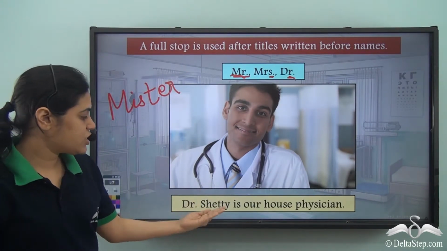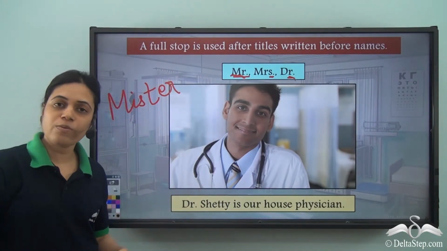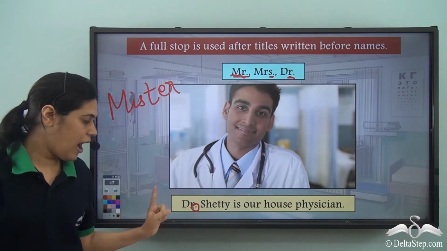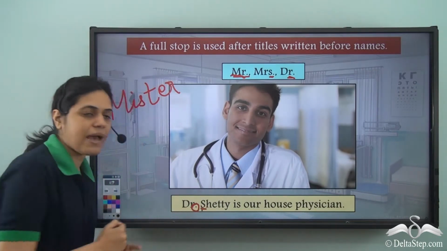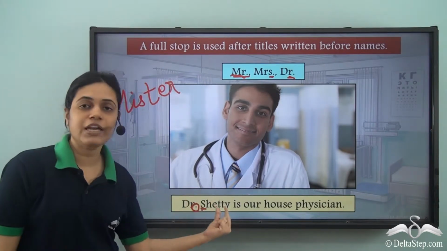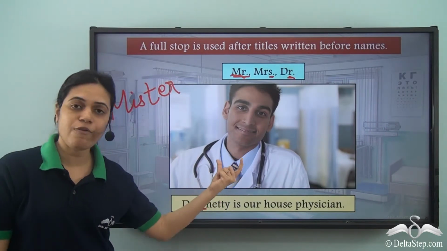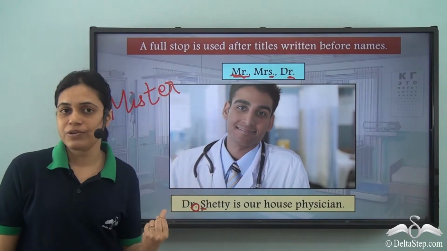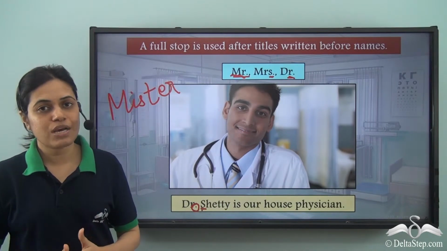So Dr. Shetty is our house physician. Now doctor, we have used the short form of doctor. So I use a full stop after R. After doctor, I use a full stop. Now this S is capital, but it is not capital because it is the beginning of a sentence. It is capital because it is a proper noun. It is the name of a person. So this S is capital because it is the name of this person. Otherwise, in the middle of the sentence, we never use a capital letter.